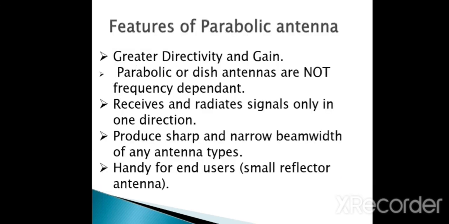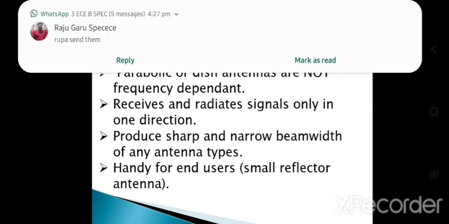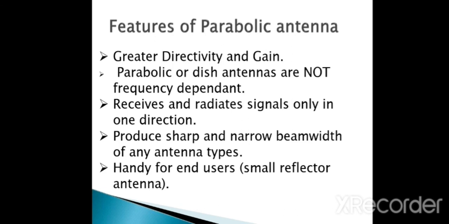Now we are going to talk about the features of the parabolic reflector antenna. What are the features? Generally, greater directivity and gain is the first point for this antenna. Parabolic or dish antennas are not frequency dependent. It completes all the parameters we discussed. It receives and radiates signals only in one direction, and produces a sharp and narrow beam width compared to any antenna type, and small reflector antennas are handy for end users.